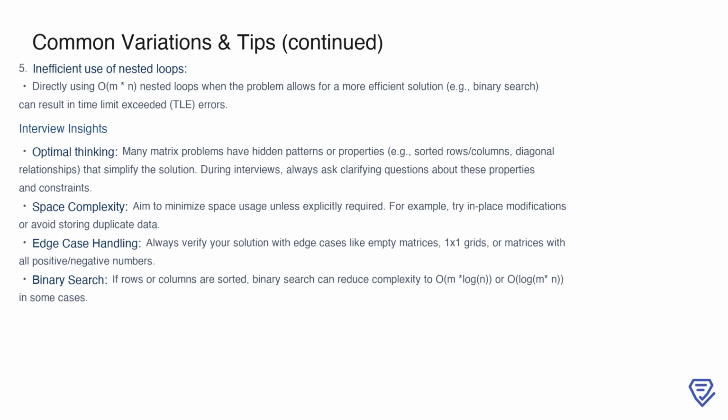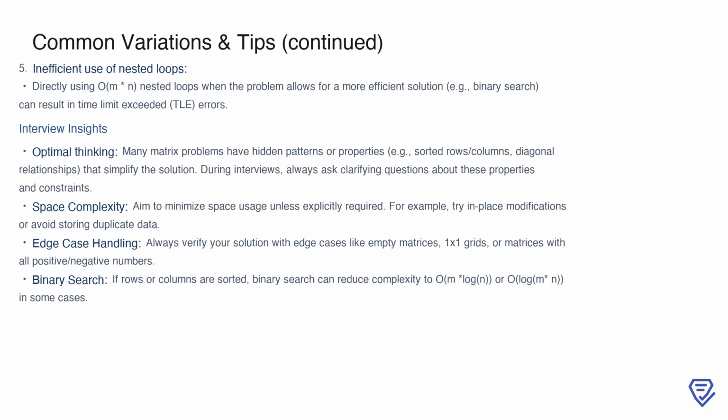Directly using nested loops with O(m * n) complexity, when more efficient techniques like binary search are viable, can lead to performance issues like time limit exceeded errors. Instead, focus on identifying patterns or properties in the matrix, such as sorted rows or diagonal relationships, as these can simplify the solution significantly. During interviews, always ask questions to clarify constraints and properties, which can guide your approach.